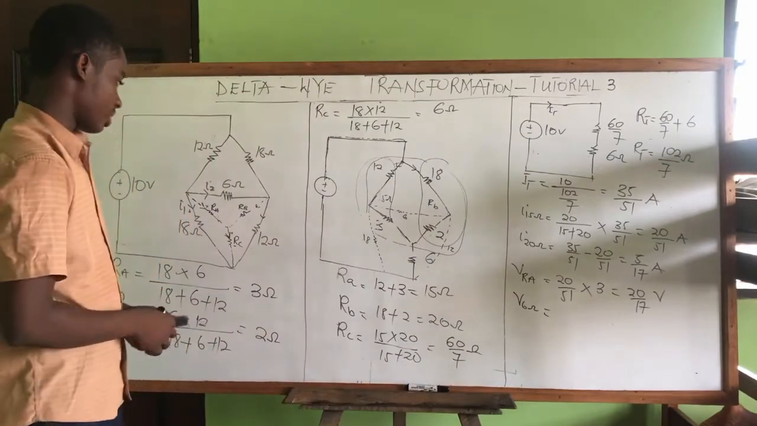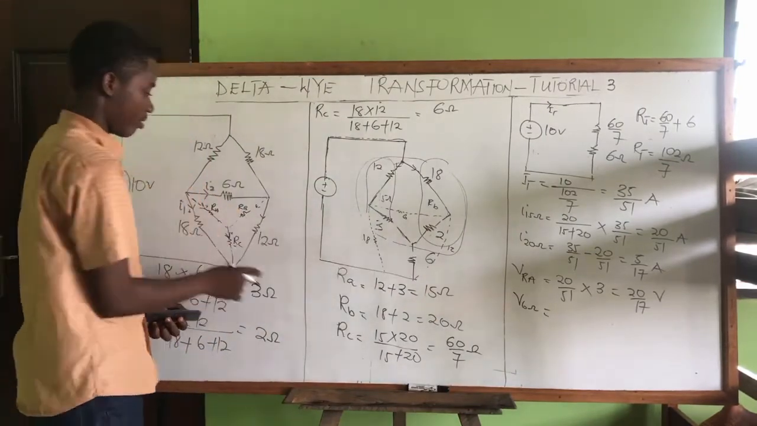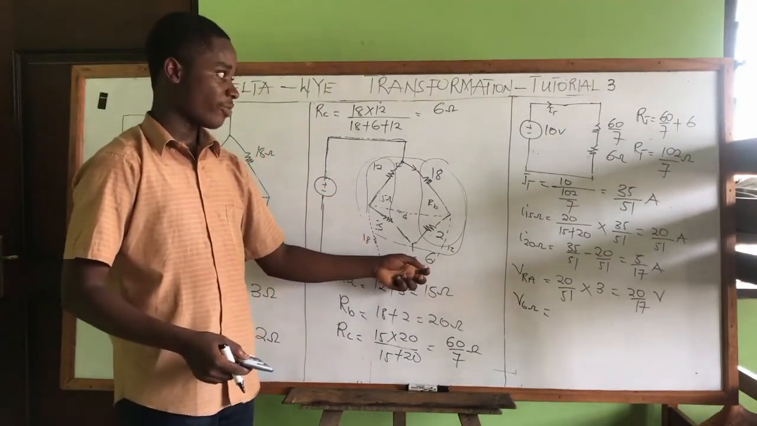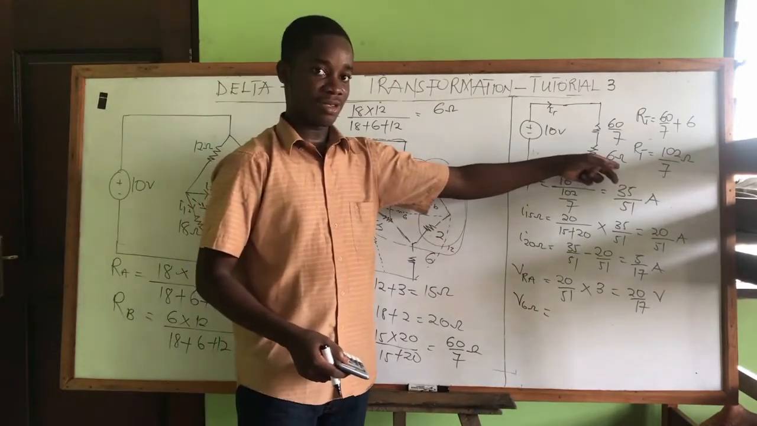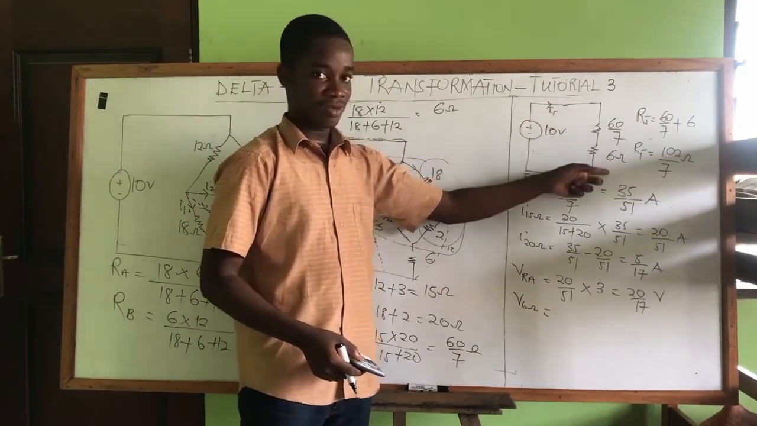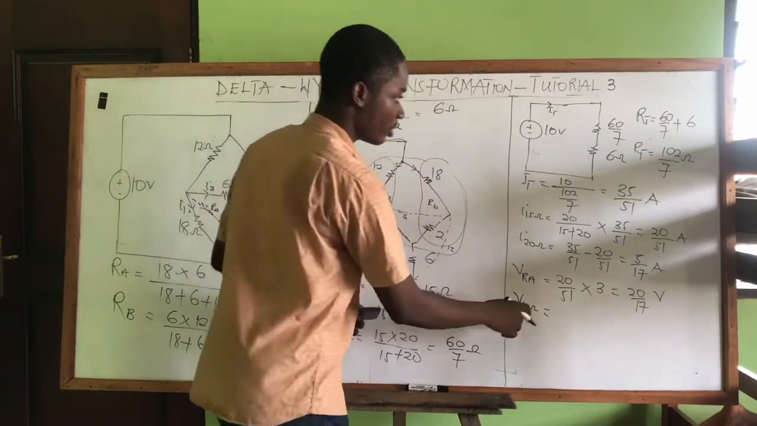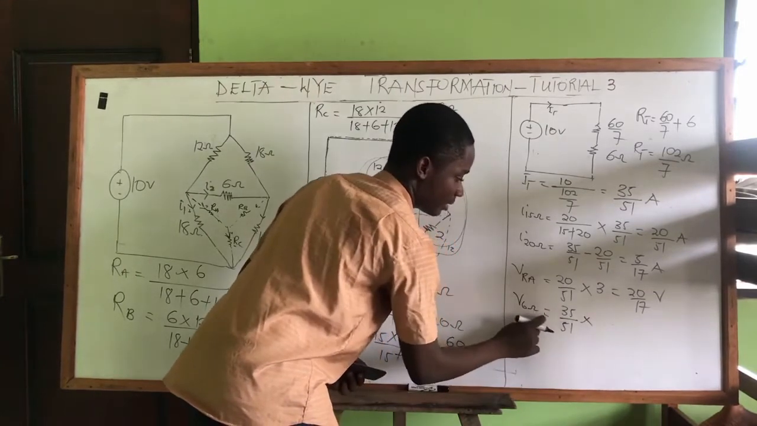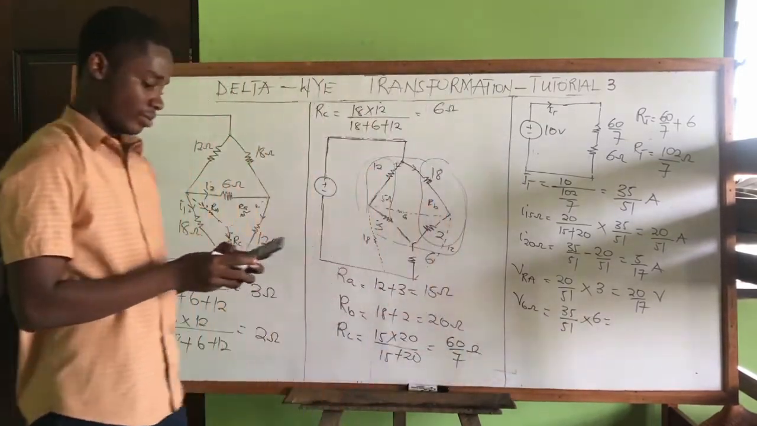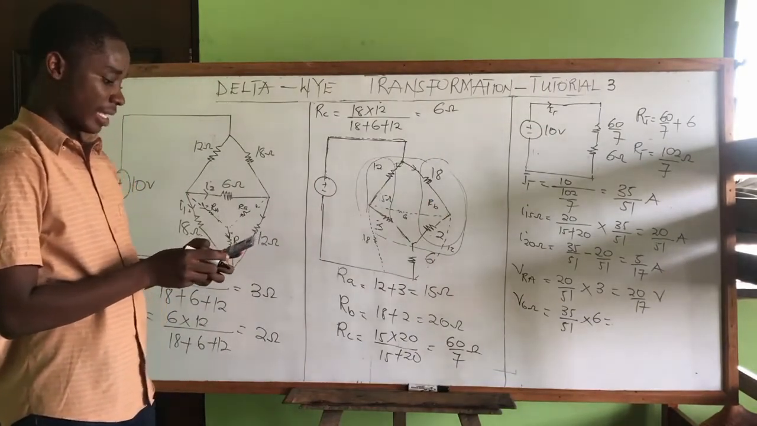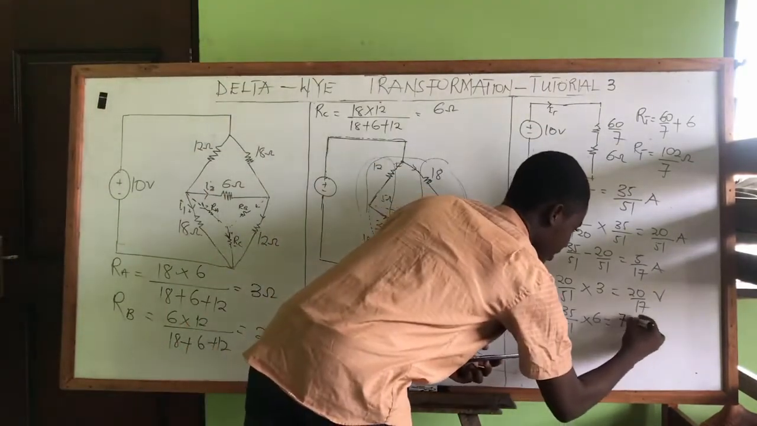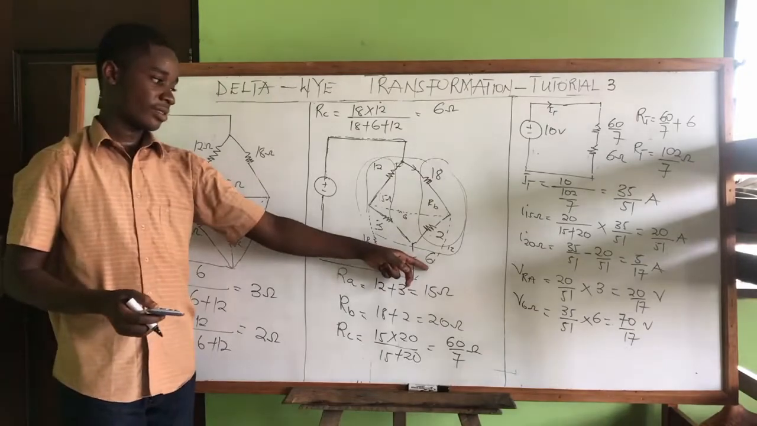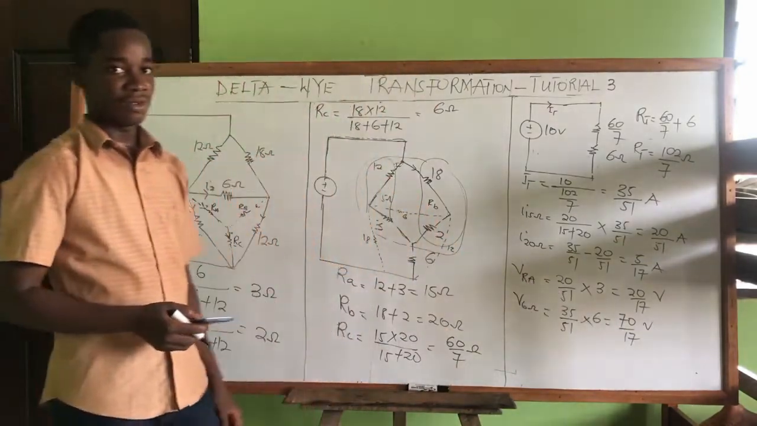What's that? 6 ohms is what? RC. So RC it is 6. You can call it RC or SIS. So voltage for this, what's the current for this? The current for this is the same as the total current. So its voltage is the total current, the 35 on 51 by the resistor SIS. So 35 on 51 by SIS, which gives us 70 on 17 volts. So the voltage across this is 70 on 17 volts.